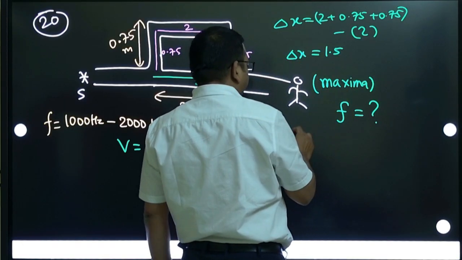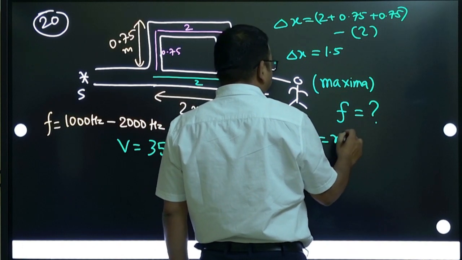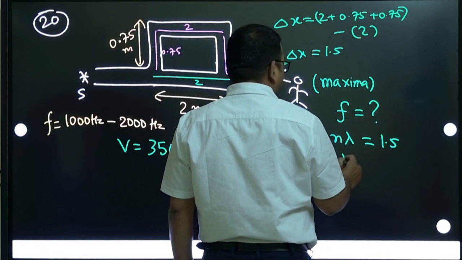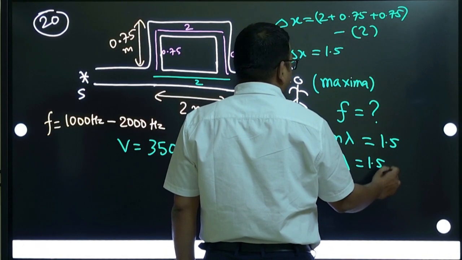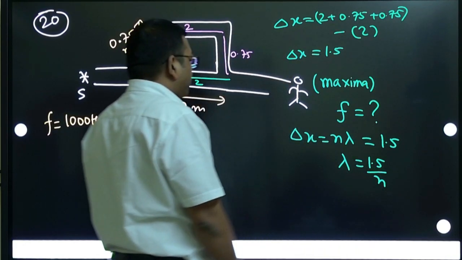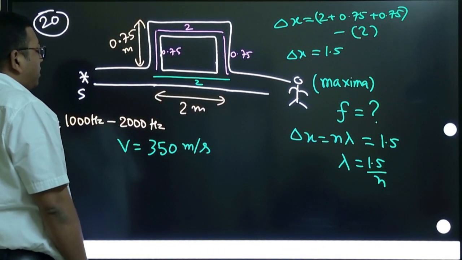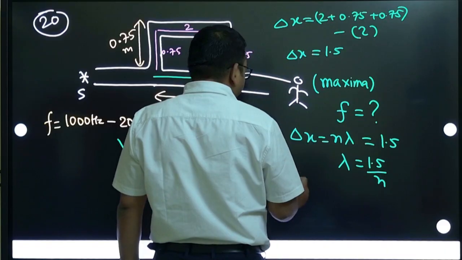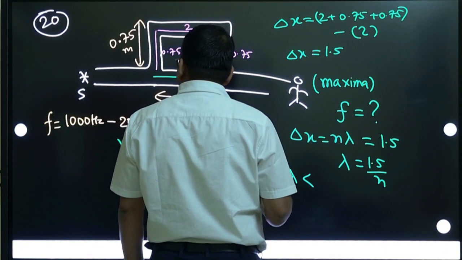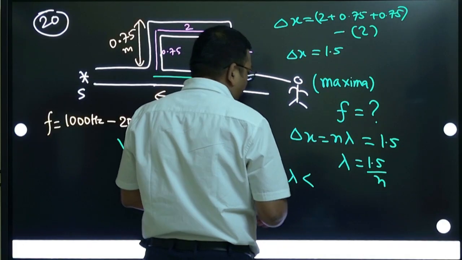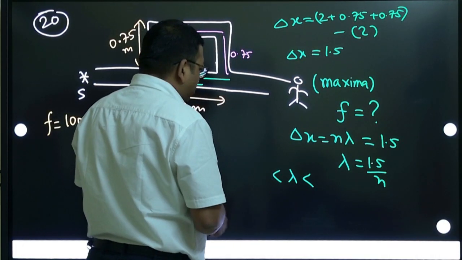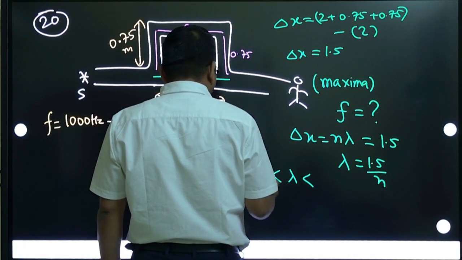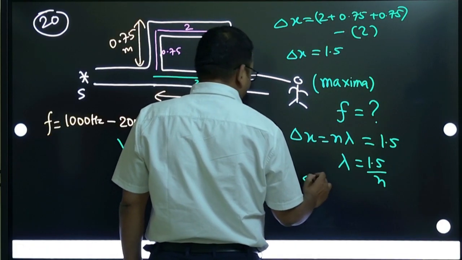Then you apply the condition for maxima, n lambda. So this n lambda is 1.5, lambda is 1.5 by n, and this lambda must lie between this. So apply that condition. Lambda must lie between 1000 to 2000.